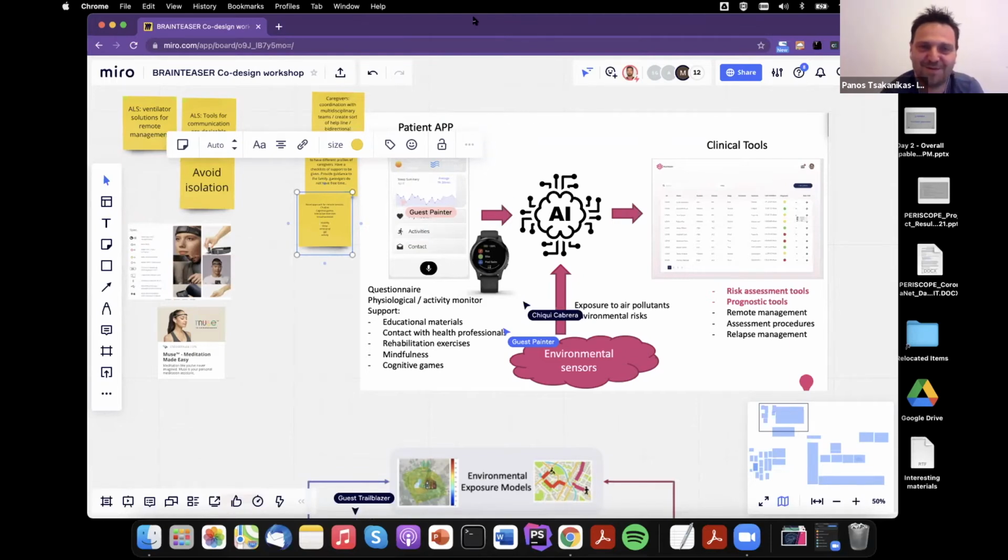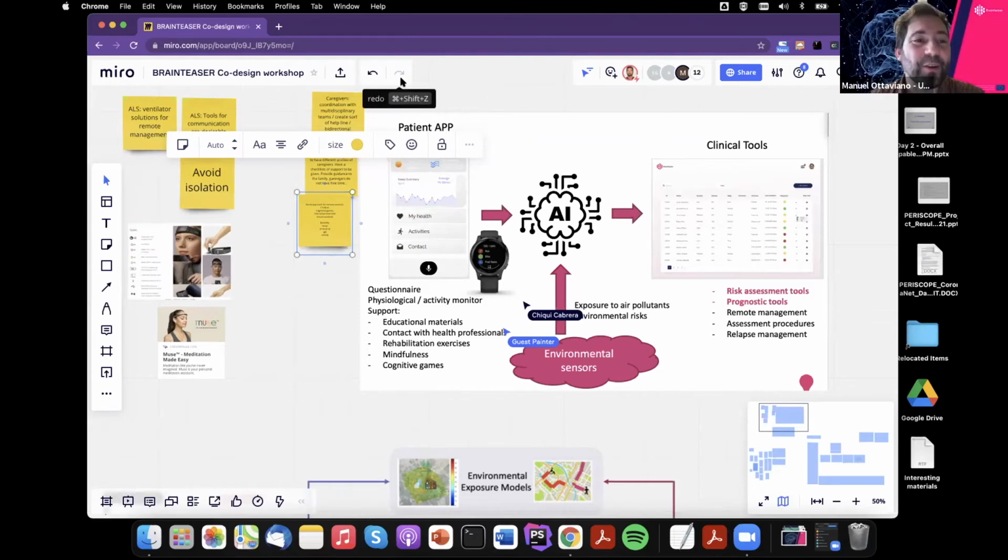I hope it was informative enough. Yeah, thank you, Panos, for sharing your approach in the project, in the Alameda project.